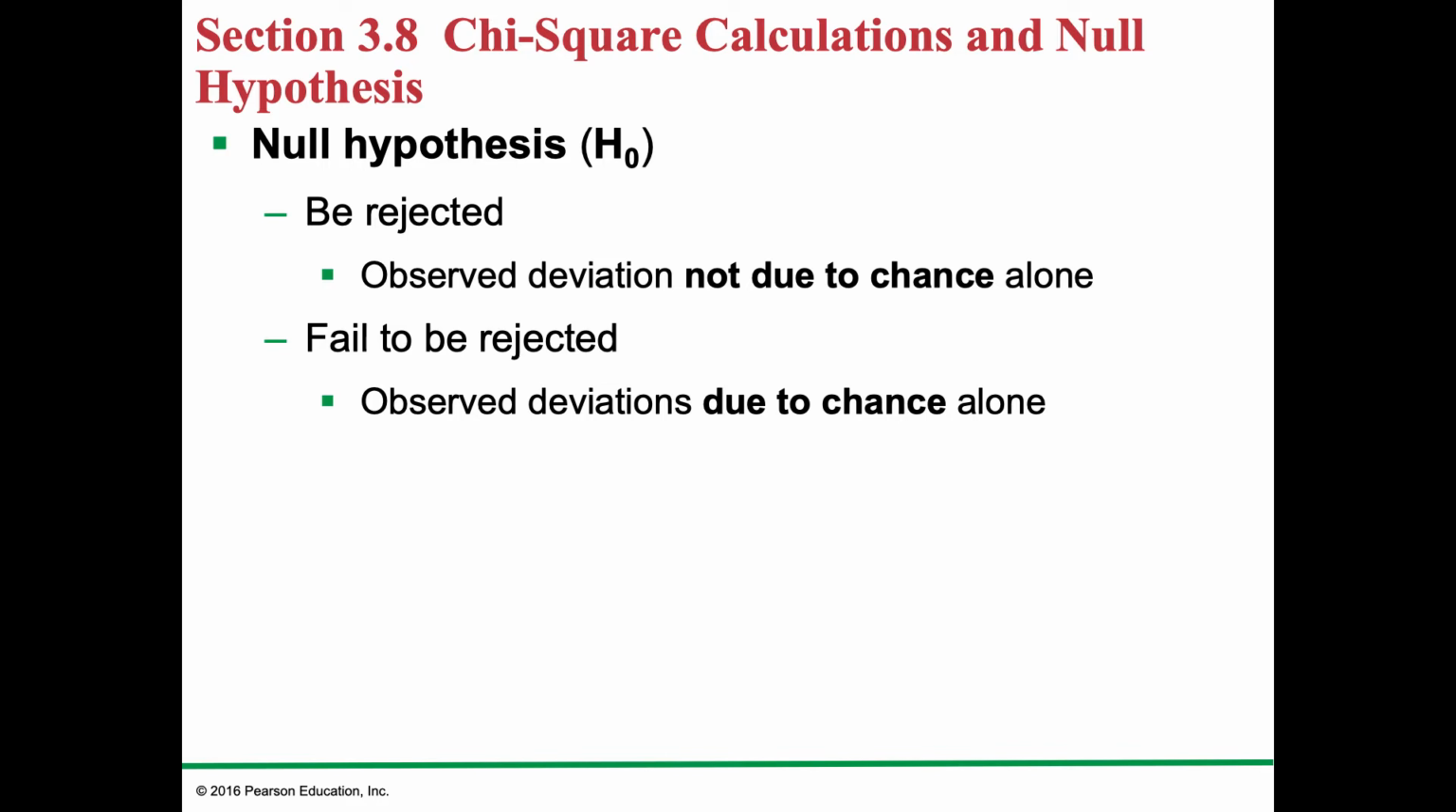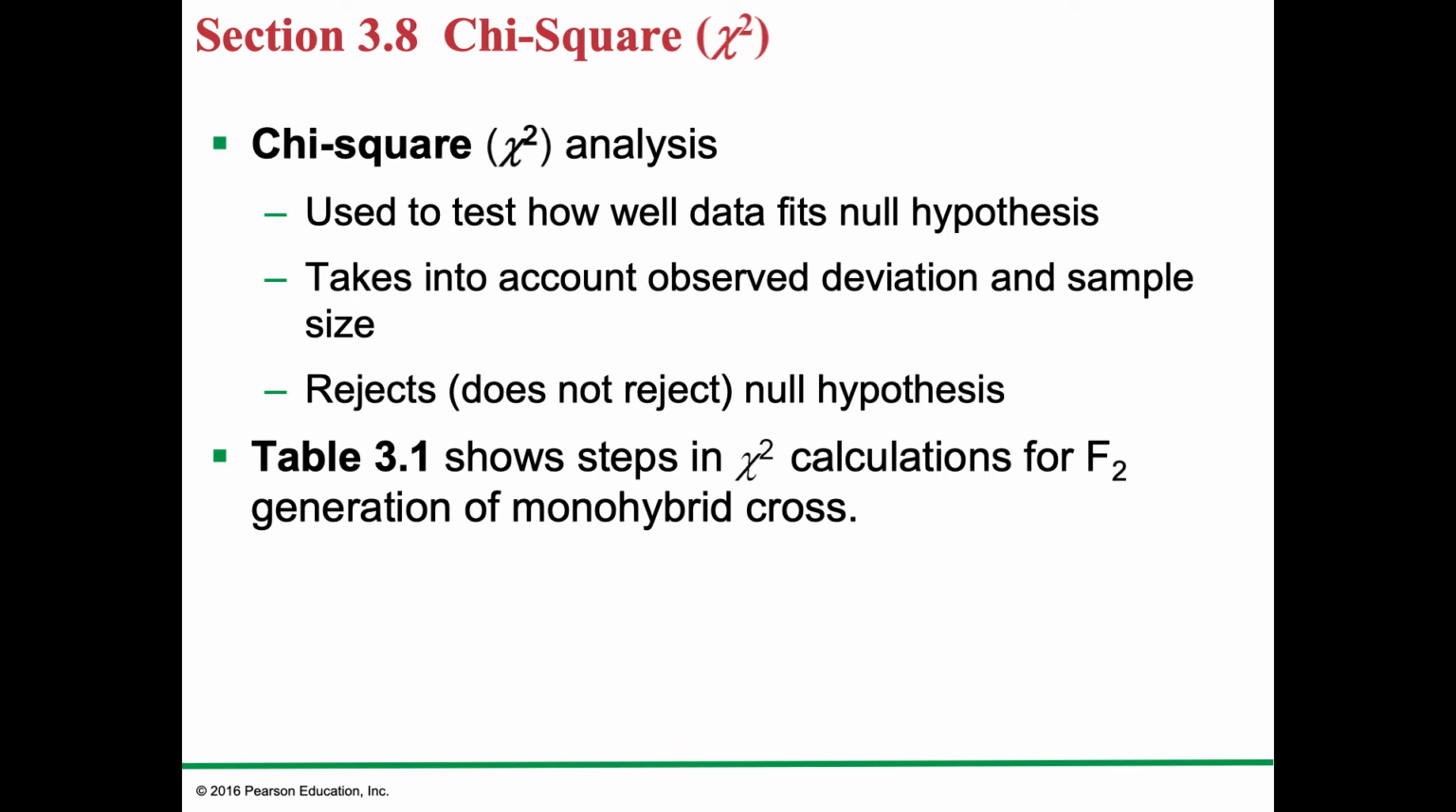Notice I don't say you can prove. In science, we don't prove, we support. Okay, so you can support your null hypothesis, you can fail to reject your null hypothesis, but you don't prove your null hypothesis. Okay, so how do we determine whether or not we can reject our null hypothesis or we cannot reject our null hypothesis? Well, we do this chi-square analysis.